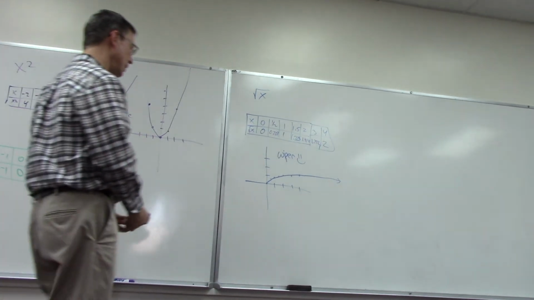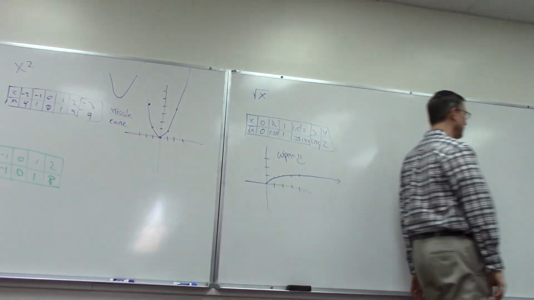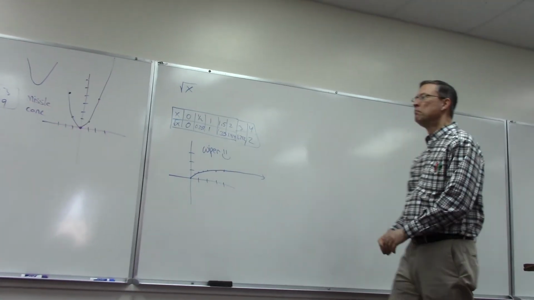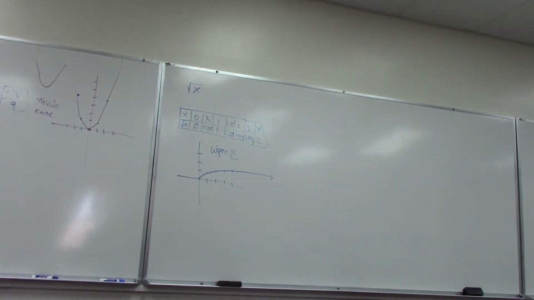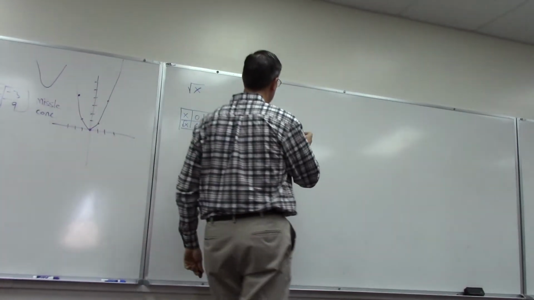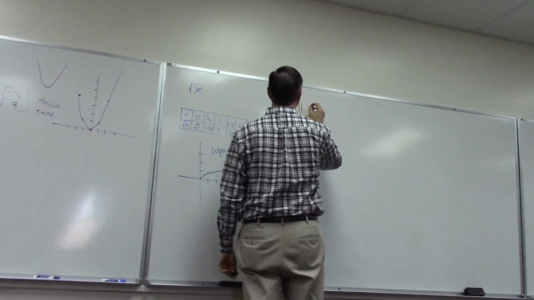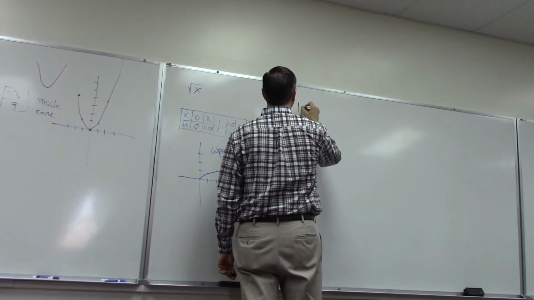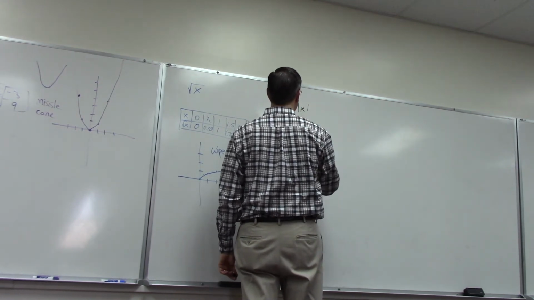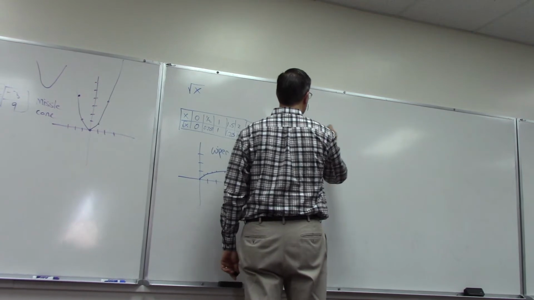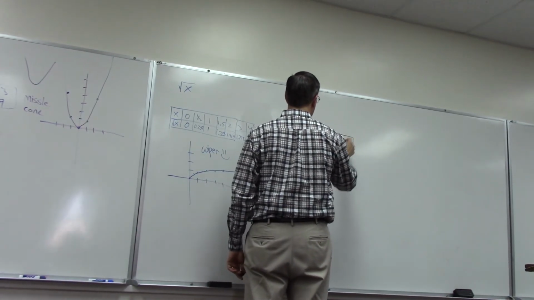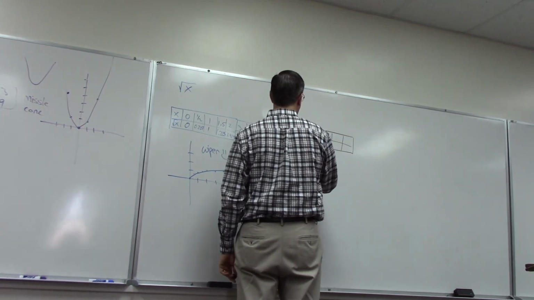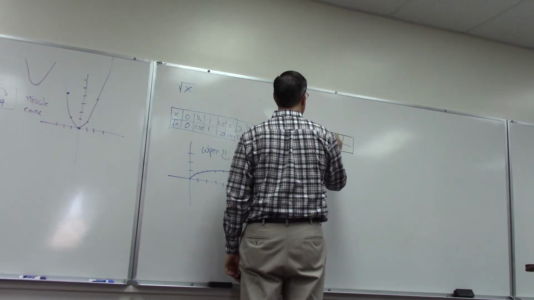Wow. All right, now we get black. We're going to pick a little variety of color here. There's one more, and that is absolute value. Absolute value of x. All right, so we're going to plug in negative 2, negative 1, 0, 1, 2.